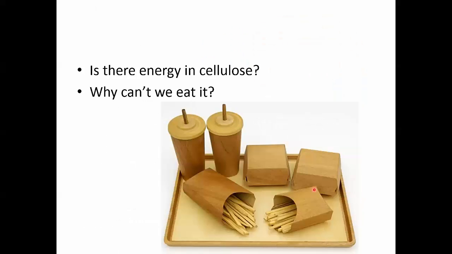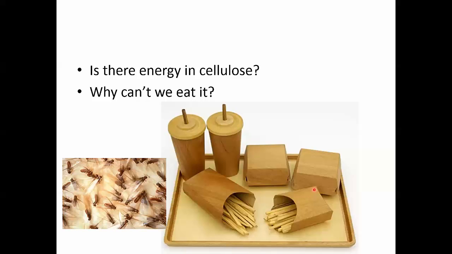So we know cellulose has a lot of glucose in it. Does it have energy in it? Well, of course it does, but we can't eat it because our enzymes cannot break those glycosidic bonds between beta glucose molecules. Some organisms, like these termites, can break them down, or fungi can, especially bacteria. There are types of bacteria that can break this down.